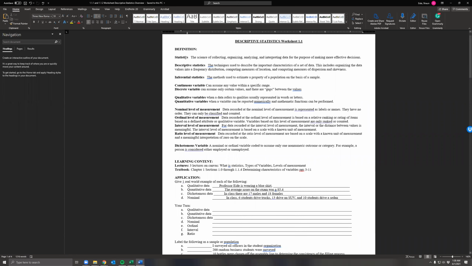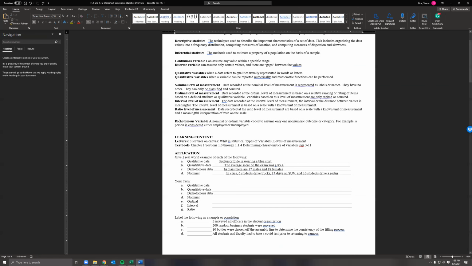Right at the beginning, we have some definitions. They're broken up for you by how they go together. You know, nominal, ordinal, interval, ratio go together, qualitative and quantitative go together, continuous, discrete go together, so on and so forth, and then dichotomous down here. Then you've got the lectures. Okay, there's 3 lectures on Canvas that you should be watching, and here's the textbook that you should read.